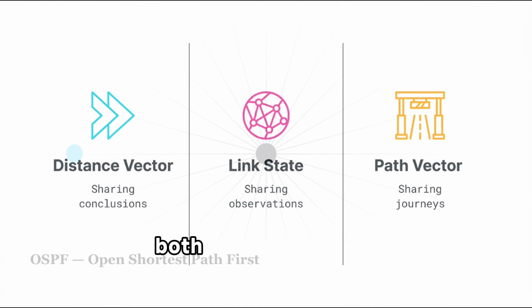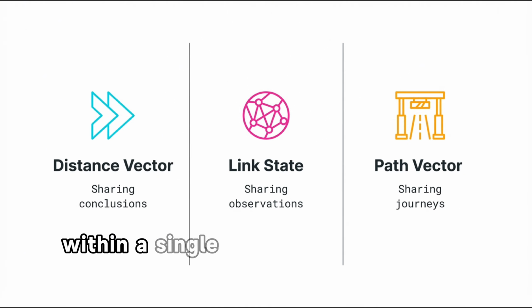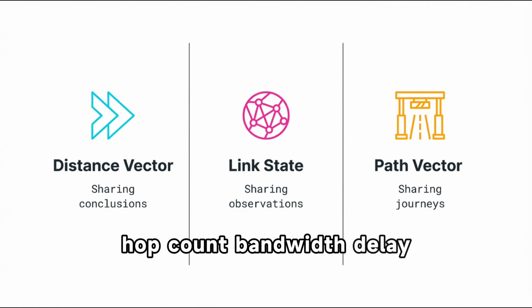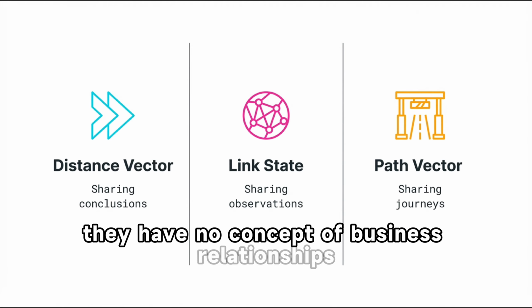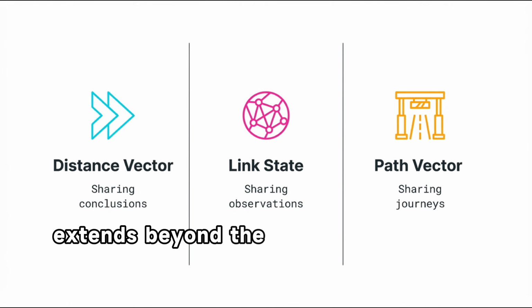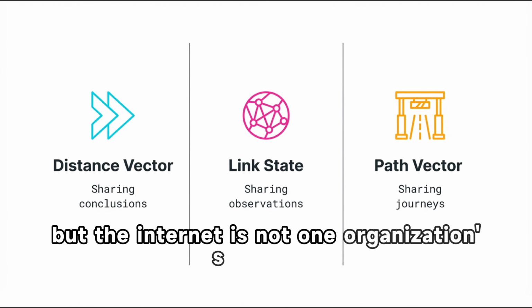Both distance vector and link state protocols are designed for routing within a single organization's network, what's called an autonomous system, or AS. They assume a degree of mutual trust between all the routers running the protocol. They optimize purely for technical metrics: hop count, bandwidth, delay. They have no concept of business relationships, policy constraints, or the fact that the network extends beyond the organization's own infrastructure. But the internet is not one organization's network.